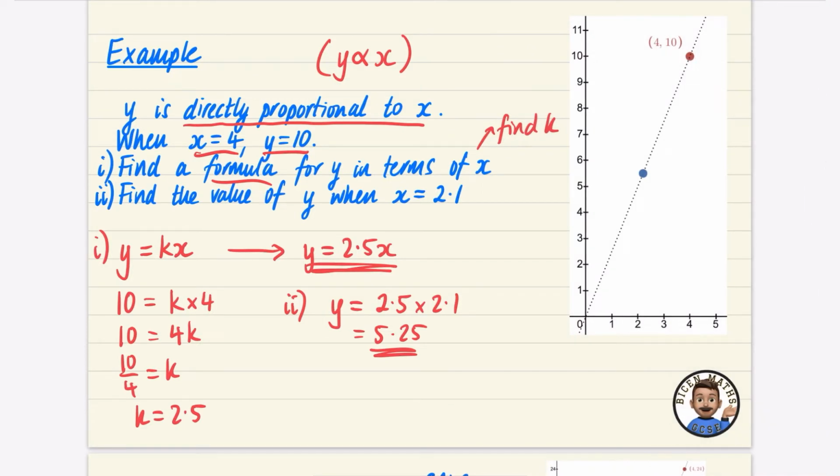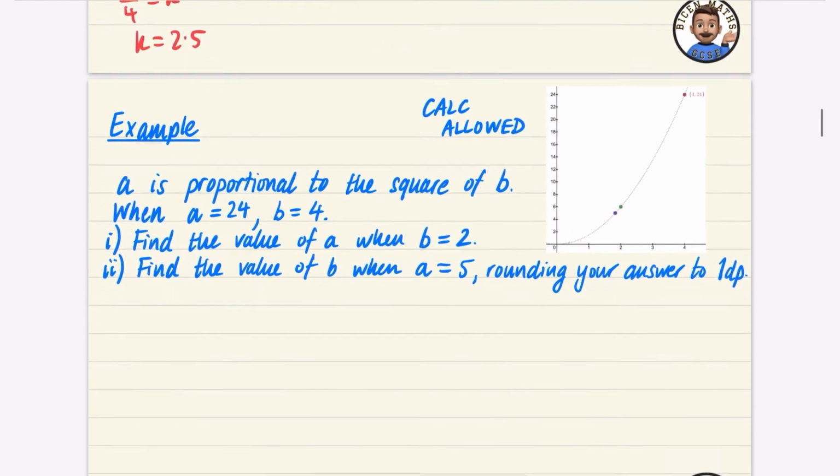Now you can see the 4, 10 that we originally had, when x is 4, y is 10. And now we can see that when x is equal to 2.1, which is down here, y is about 5.25. So that should be about 5.25. It's not necessarily as accurately plotted as I wanted it to be there. Maybe I should have done 2.2 instead, but we've got it roughly in this straight line that we've got here for direct proportion. So let's try another one.